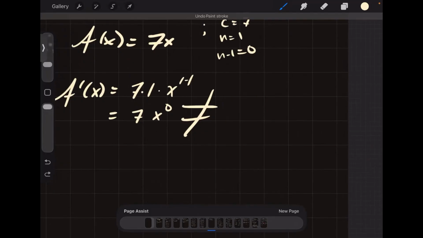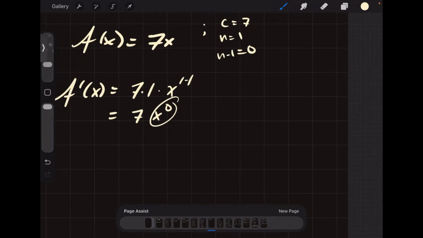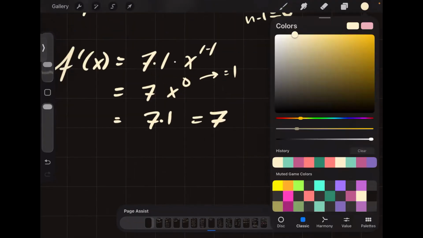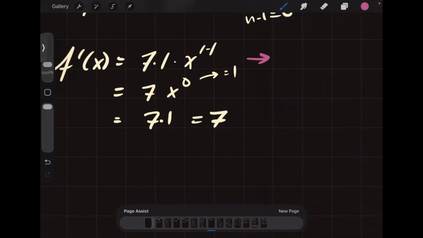Do not do that, okay? x to the 0 is equal to 1. If you don't know why, please get back to your exponents and then we can come back to this, okay? Just 7 times 1, which is 7, which, vibes-wise, makes sense, right?